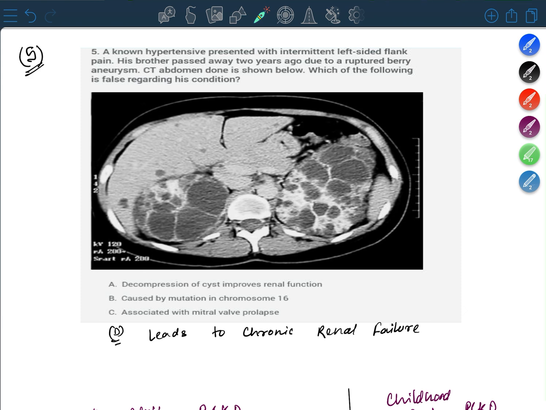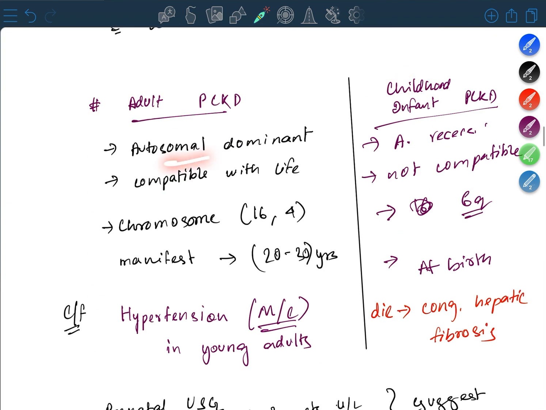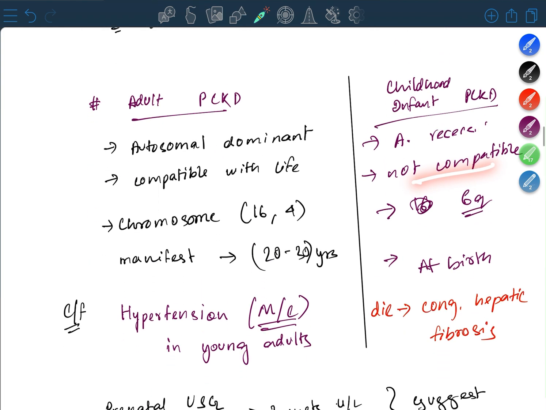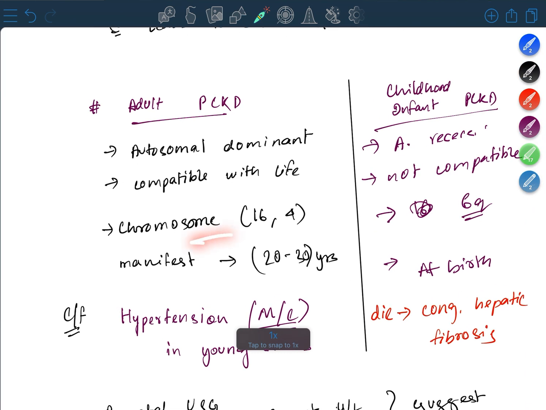As this one is dominant, and childhood is recessive, this presents in 20 to 30 years of life, that means in the second to third decade of life. Adult PCKD is autosomal dominant; childhood PCKD is autosomal recessive. So this wouldn't have been passed on to the next generation, while this has been passed on. So dominant is compatible with life. They can live longer, presenting in a later phase of life, but the recessive one is not compatible with life due to hepatic fibrosis. Hepatic fibrosis happens and they die immediately at birth. And the chromosomes here are 16 and 4, and here it is 6.